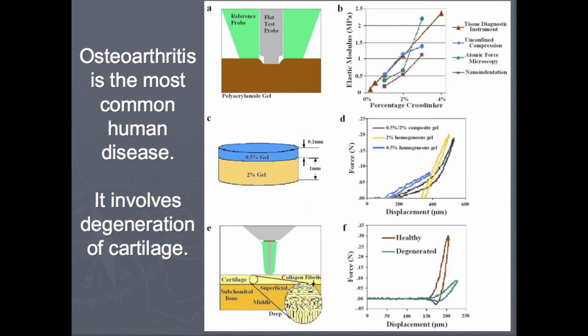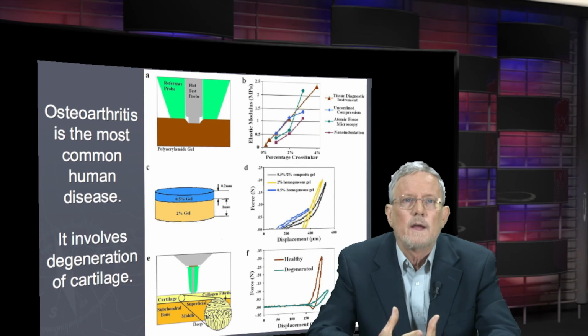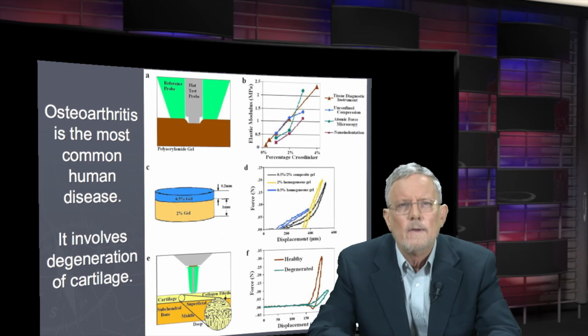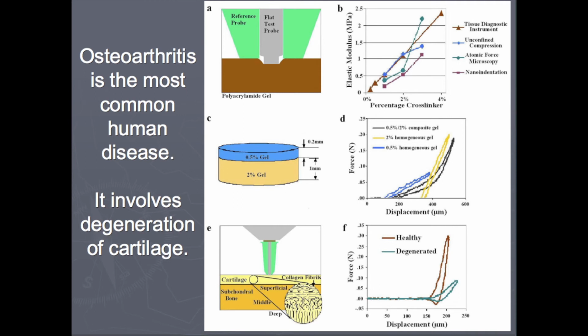This shows the application to osteoarthritis. Osteoarthritis is the most common human disease. Many elderly people are afflicted with osteoarthritis that can make movements painful and inhibit activities. I personally had to give up gardening because of osteoarthritis. It's a debilitating disease, and it involves degeneration of cartilage. So this instrument can also measure cartilage.